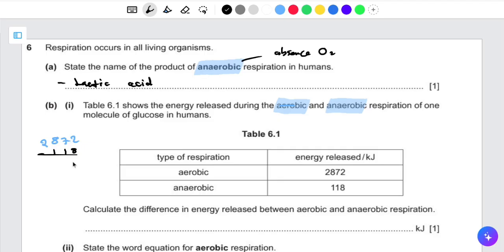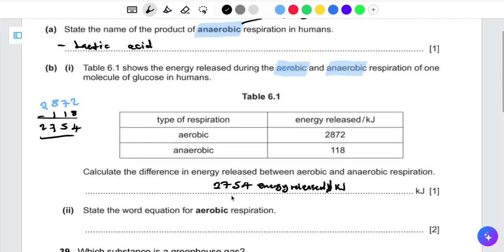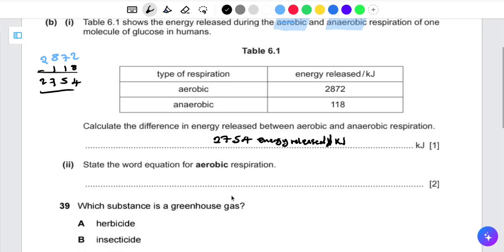So what are we going to have? We are going to have 4 here, 5, 7, and 2. So what are we going to remain with? We are going to remain with 2750 for energy released. Then here, per kilojoules. So that is the answer. So you can see that it is just very simple like that.